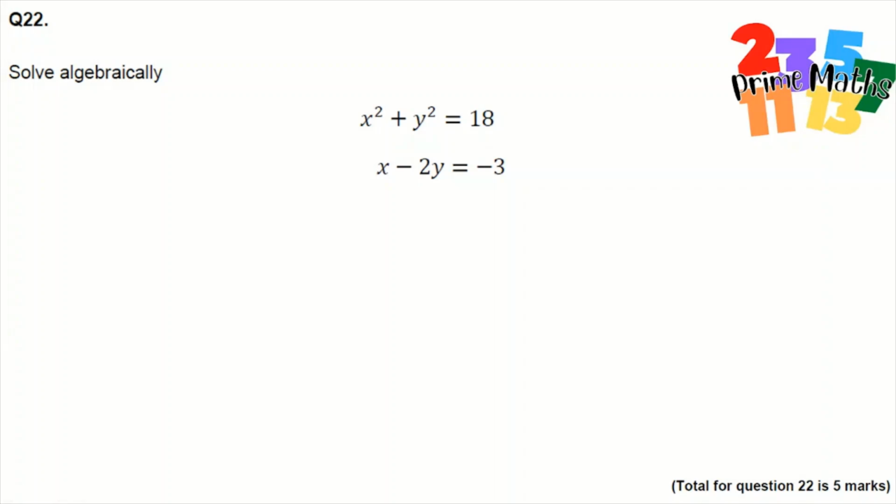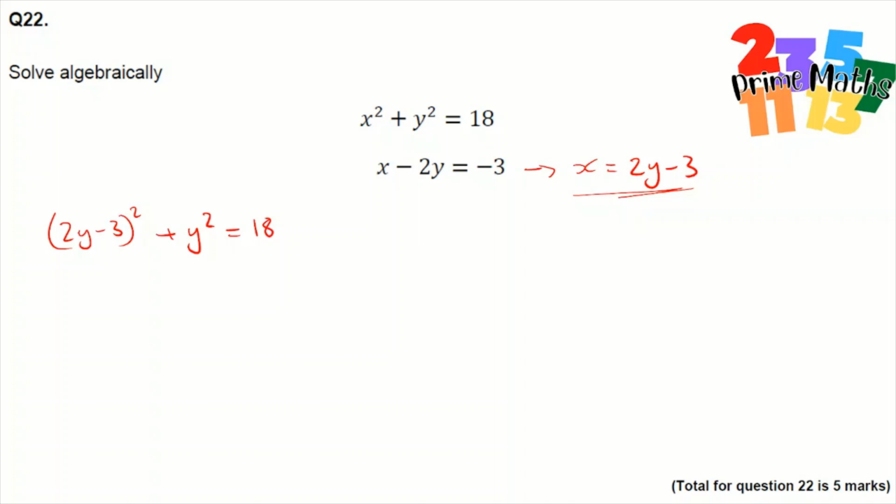Our penultimate question is quadratic simultaneous equations. We cannot cancel anything out, we cannot add or subtract the two equations to cancel things because we have squared terms in the first equation, whereas we don't in the second. Instead, I can rearrange this second equation to say x is equal to 2y minus 3, and I can substitute that into my first equation. So my first equation is x squared plus y squared equals 18. I just substituted our value of x from the second equation into the first equation.